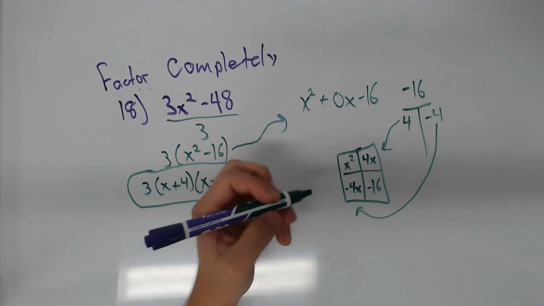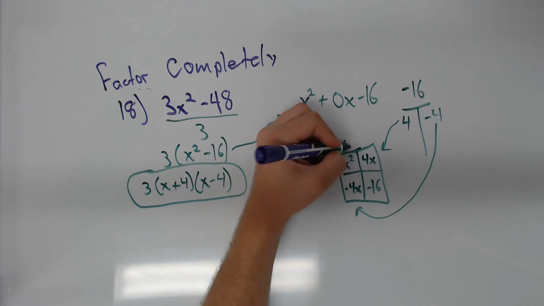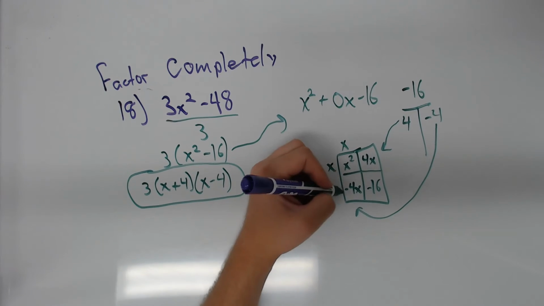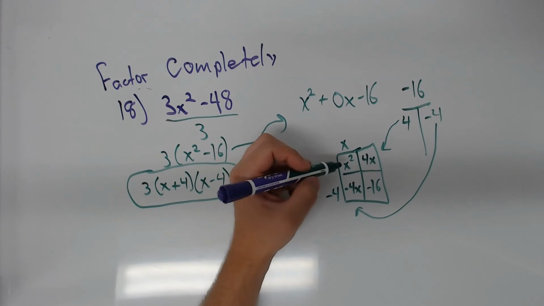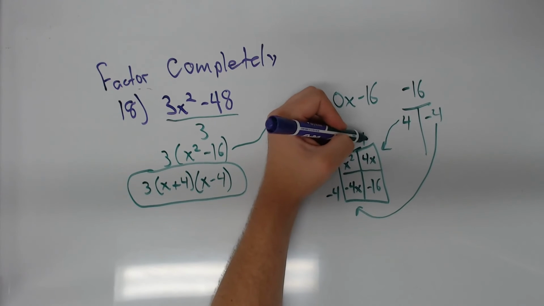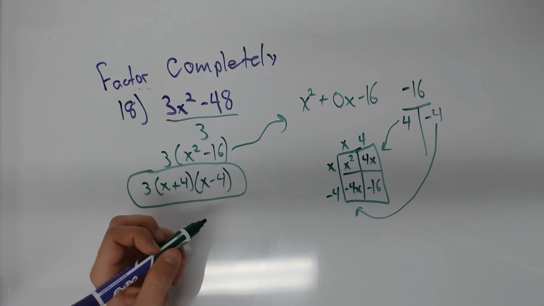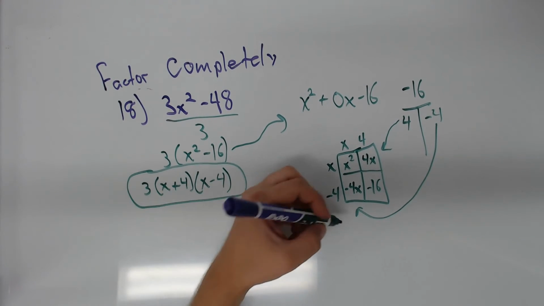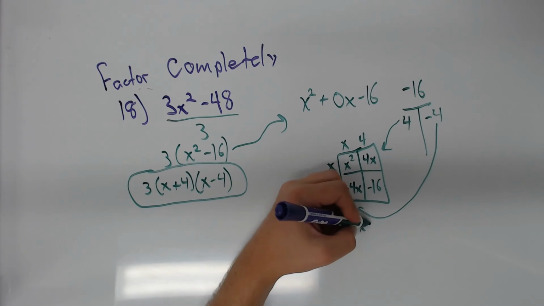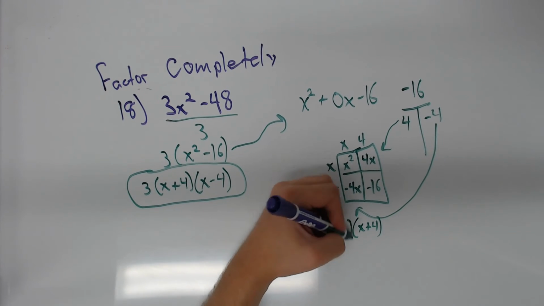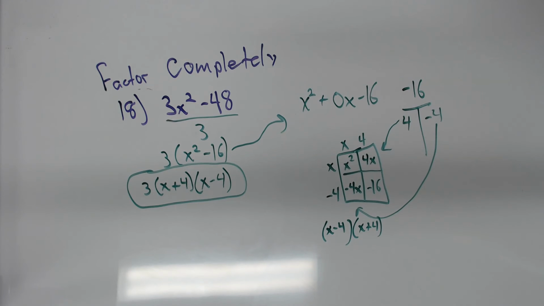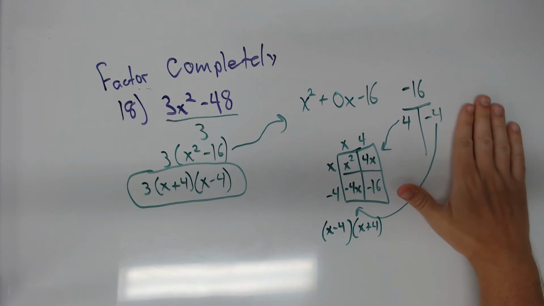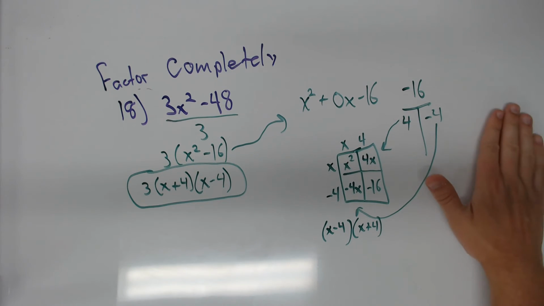So then I'd play my little number game. These both have to be x. Well, then x times negative 4 is my only way to get negative 4x, and x times 4 is my only way to get 4x. And then I get these two parentheses. So we can show our work, but difference of squares is supposed to be a little faster than that. This is like the reverse Punnett square method.